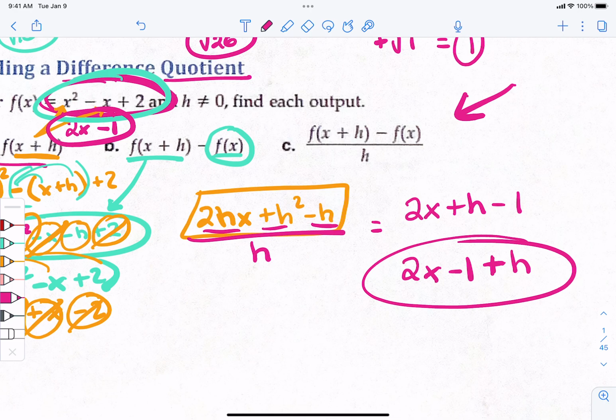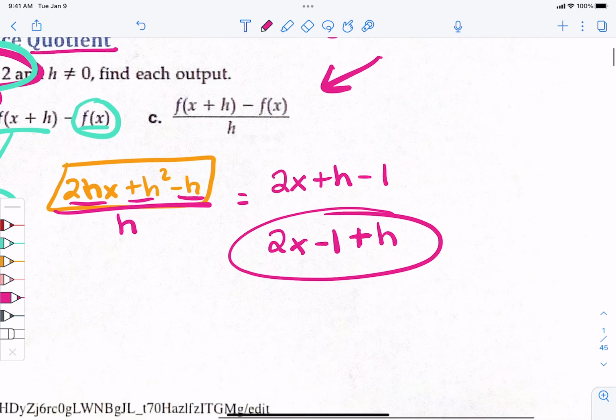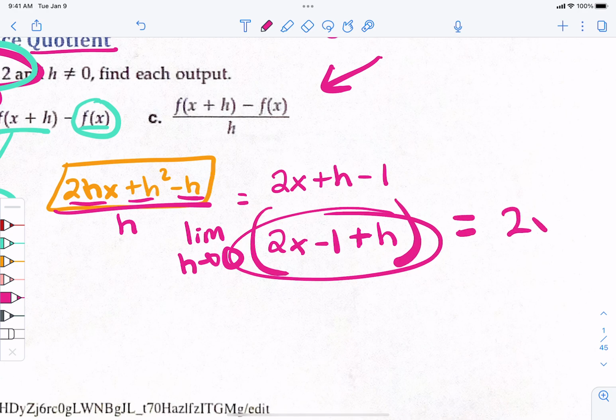It's like the open circle on the number line. So it's not that h is 0, but the limit as h goes to 0 of this thing, which actually ends up being 2x minus 1.